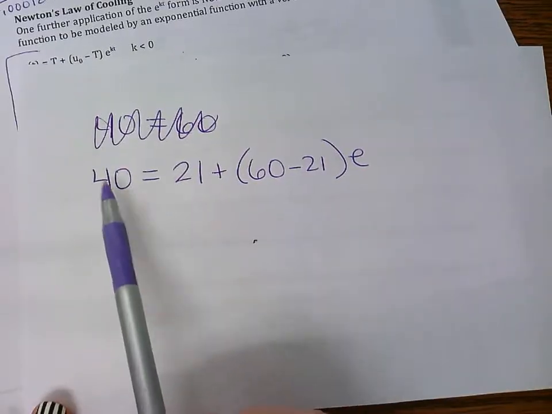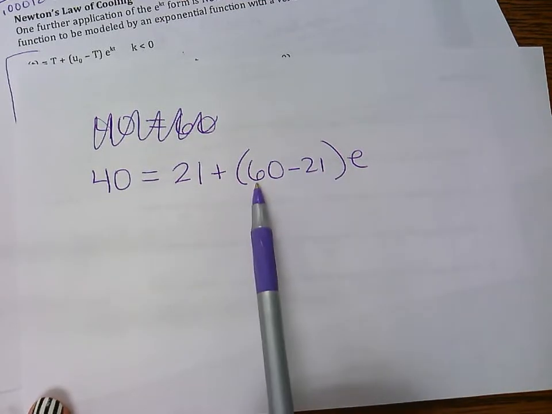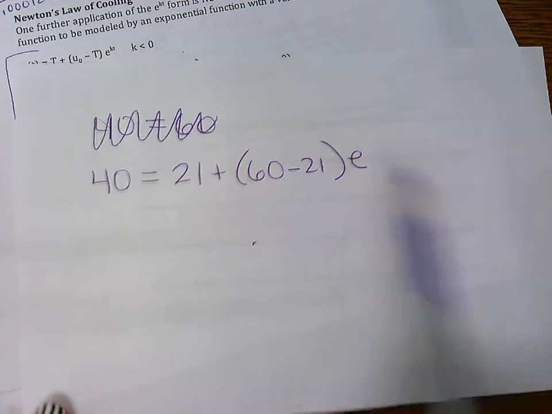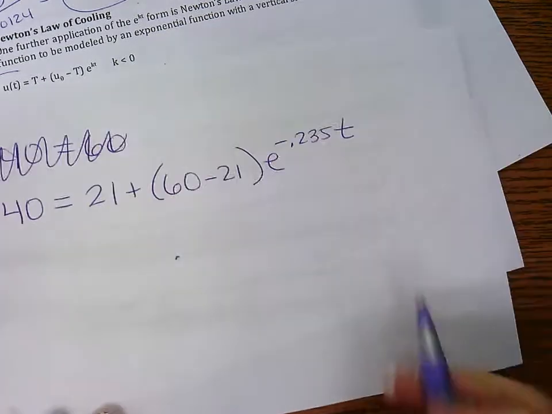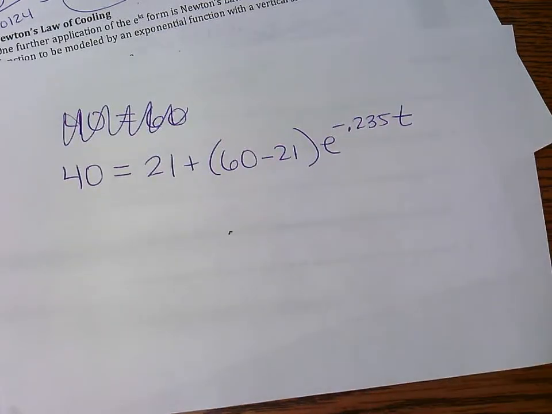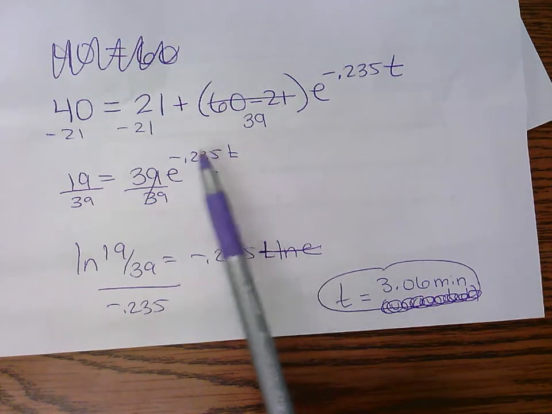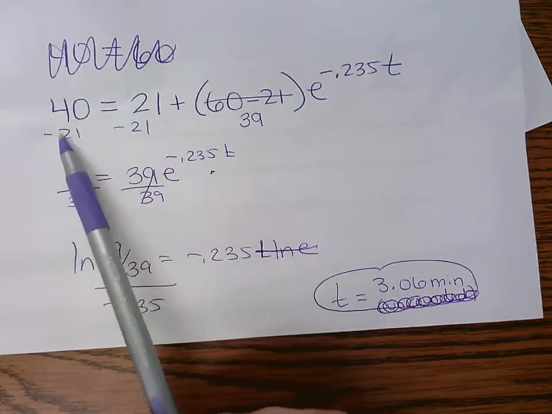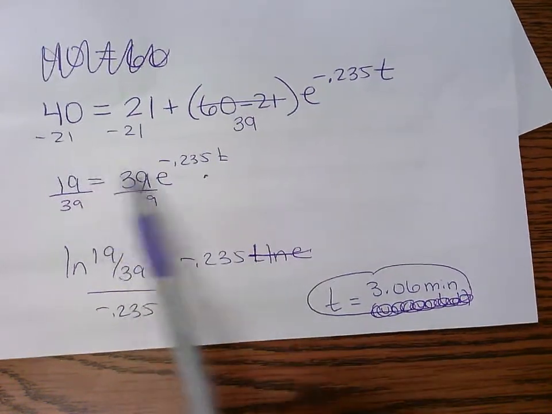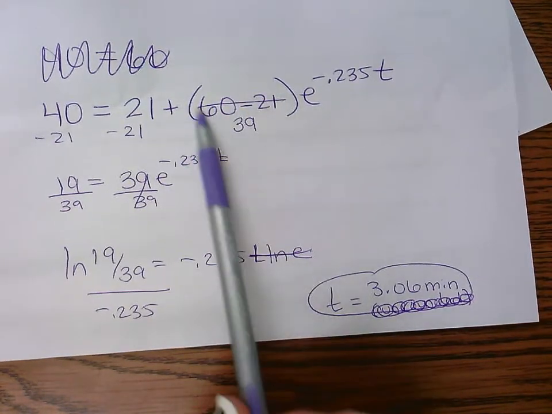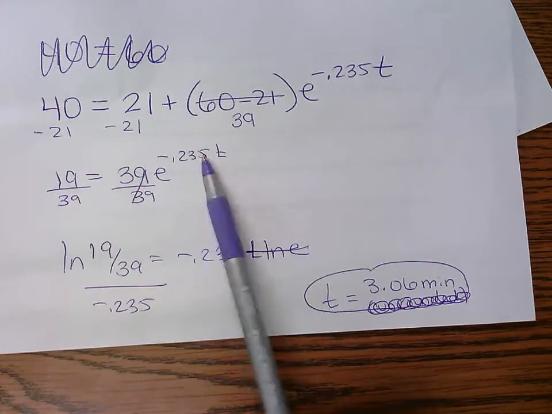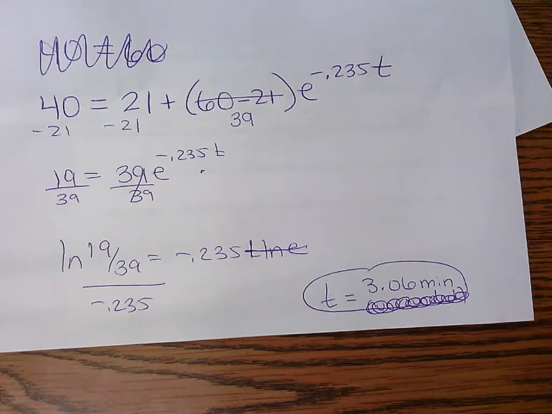So this is what I want. Surrounding medium, what I'm starting with, e, and then my k value is negative 0.235, and then I'm solving for t. See if you can solve that equation for t. You have to be careful to subtract this 21 to the other side, but divide by this 39. Sometimes people want to add this 21 and this 60, and you can't do that because this is in a parenthesis by itself. I tried dividing by the rounded answer and the full answer, and I still got 3.06 minutes. So if you didn't get 3.06, you did something wrong.